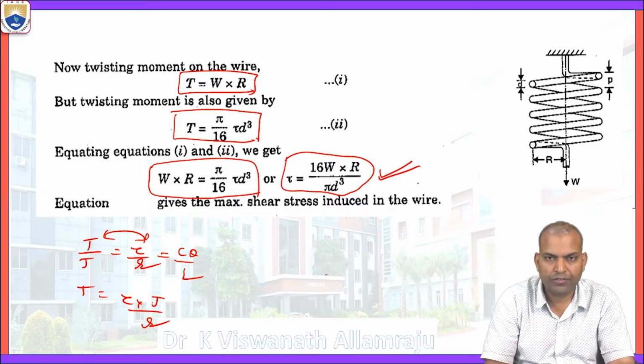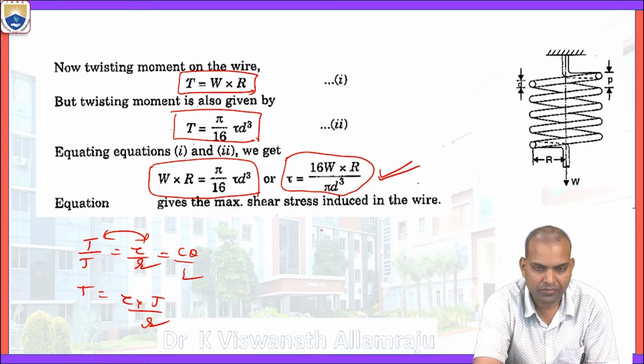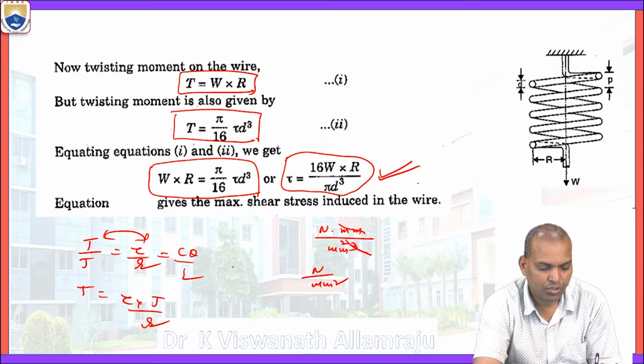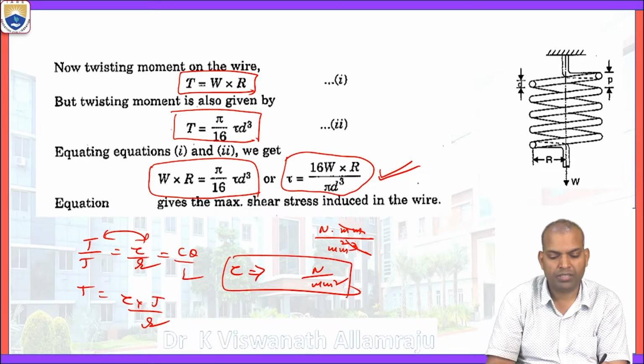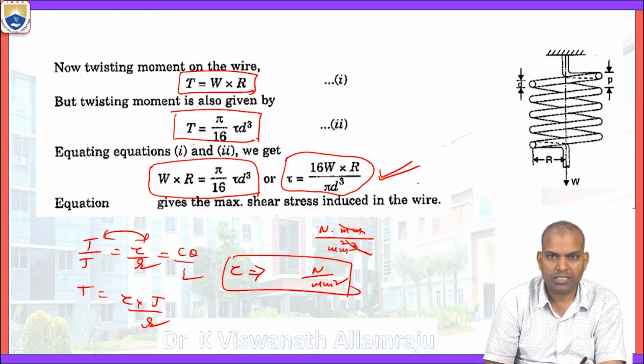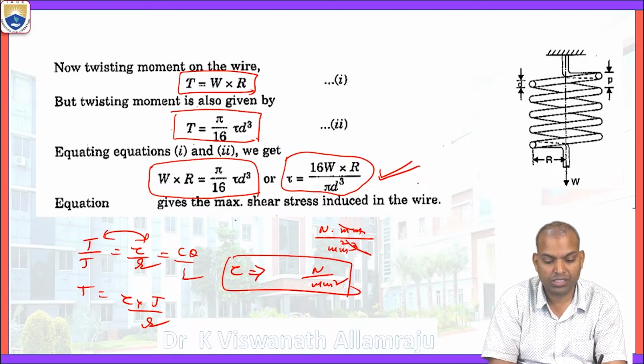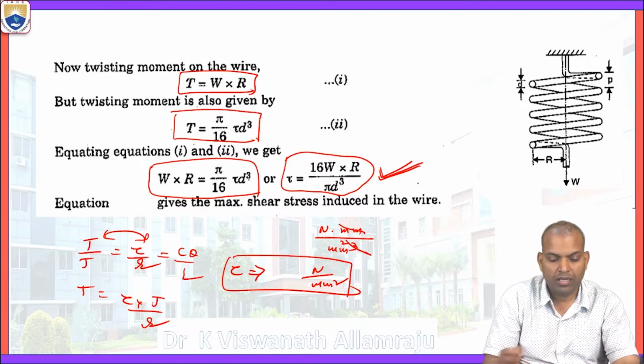What is the unit for the maximum shear stress? Weight W is in newtons, R is in millimeters, and d cube is millimeter cube. It gets cancelled, leaving newton per square millimeter. The unit for shear stress is newton per square millimeter. This equation gives the maximum shear stress induced in the wire. Now we got the shear stress induced.